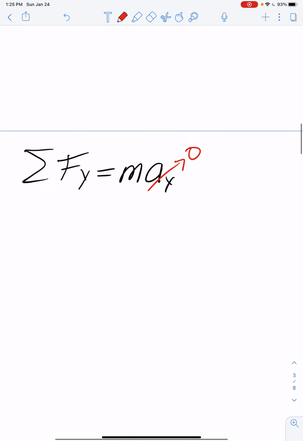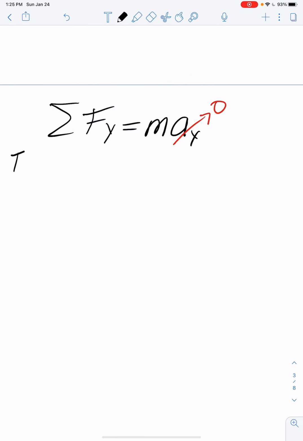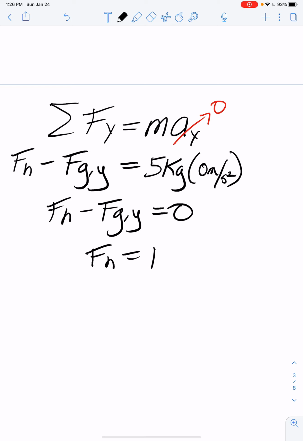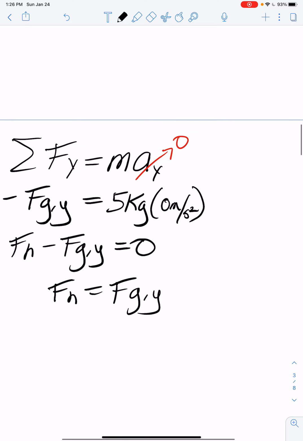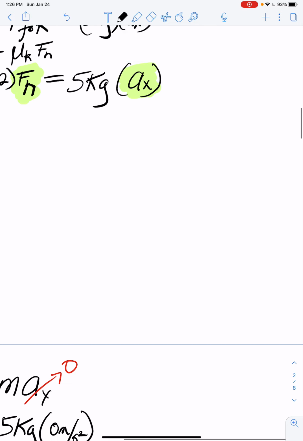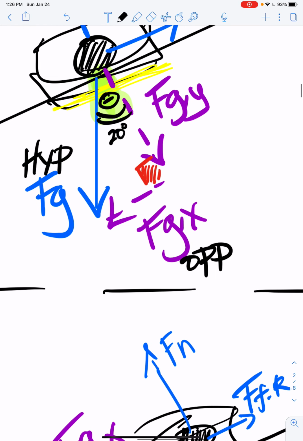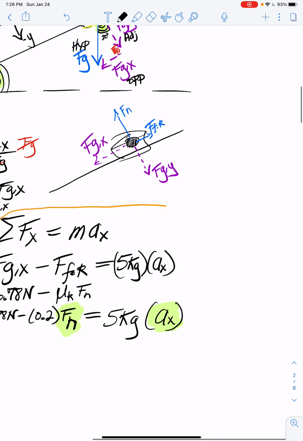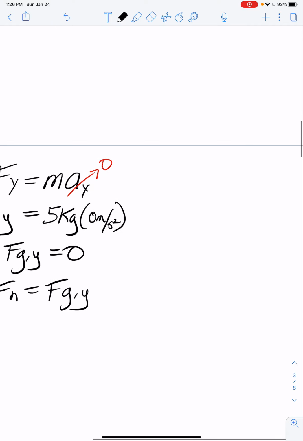So we can say then Fn points up, FGY points down. Mass of the nugget is 5 kg times 0, which is just going to be 0. So we're left with Fn minus FGY is equal to 0. Fn then is equal to FGY. FGY is an adjacent, so we're going to have to do a little SOHCAHTOA here. How do I know that? Just based on this. See, FGY is an adjacent here. So we're going to use the cosine formula.